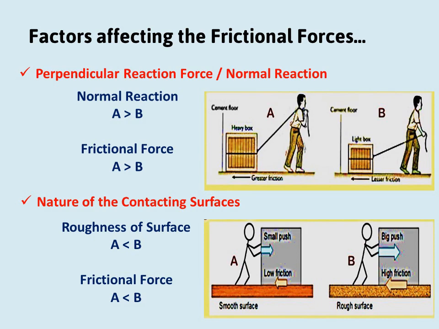The summary here: when the perpendicular reaction force, or the normal reaction, is increased, frictional force will be increased. When it is decreased, frictional force will be decreased. In the same way, for the nature of contacting surfaces: when the roughness of the surface is increased, frictional force will be increased. When the roughness is decreased, friction will be decreased. That means smooth surfaces will have a lower friction, and rough surfaces will have a high friction. Right?